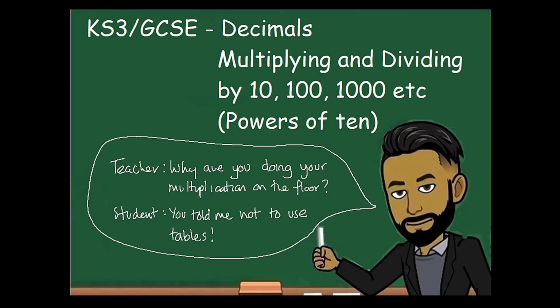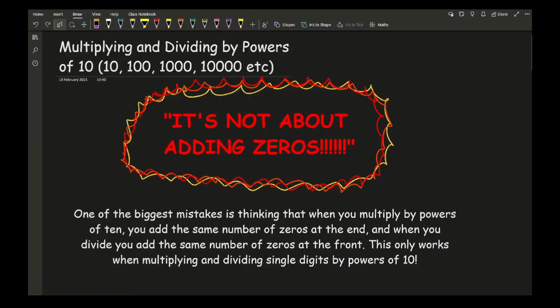So in this latest video looking at decimals, we'll be focusing on multiplying and dividing by 10, 100, 1,000, 10,000, 100,000, etc., also known as the powers of 10. Now, one of the biggest mistakes is thinking that when you multiply by powers of 10, you add the same number of zeros at the end, and when you divide, you add the same number of zeros at the front. Now, the key thing is that this only works when multiplying and dividing single digits by powers of 10. And what I mean by powers of 10 are 10, 100, 1,000, 10,000, 100,000, etc.